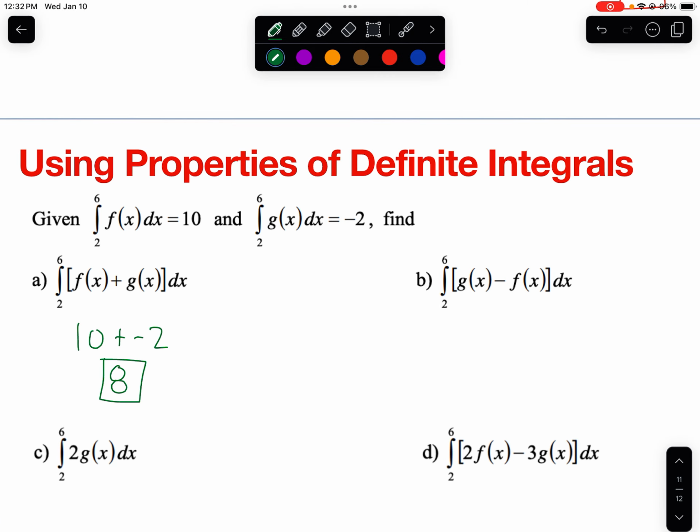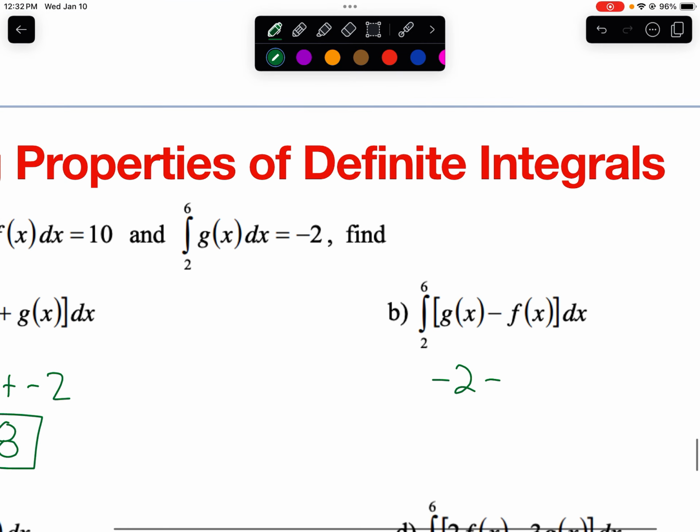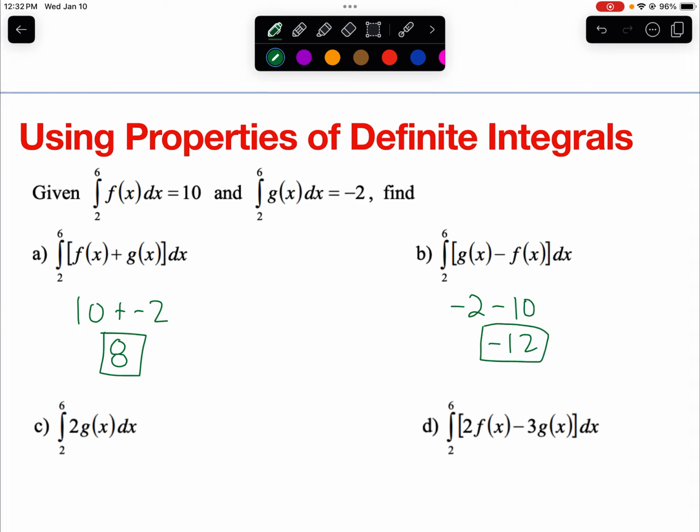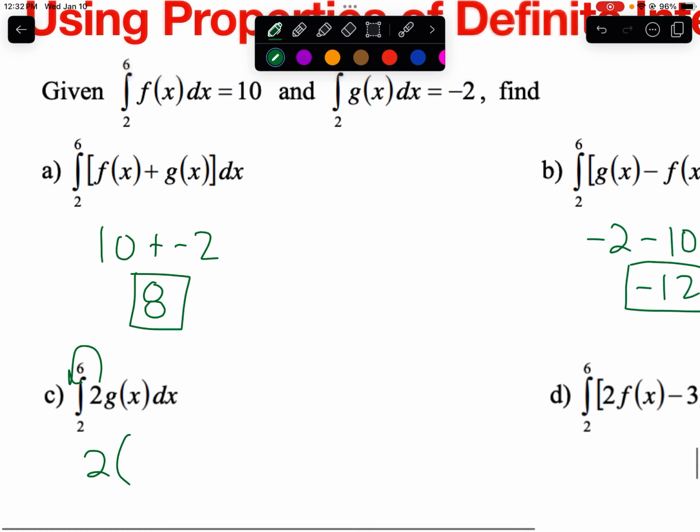Letter B now, same kind of idea, but this time a difference. The area under g of x from 2 to 6 is negative 2. We are subtracting the area under f of x from 2 to 6, which was 10, giving us a result of negative 12. A couple more. This is that constant multiple rule again. Bring the 2 out in front. This will be 2 times the definite integral from 2 to 6 of g of x. That's 2 times negative 2 here, which is negative 4.